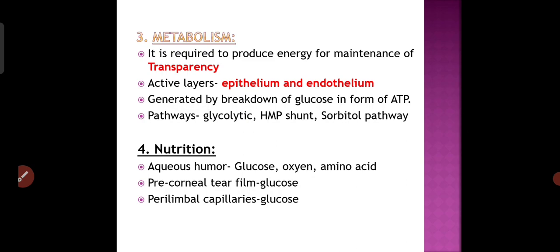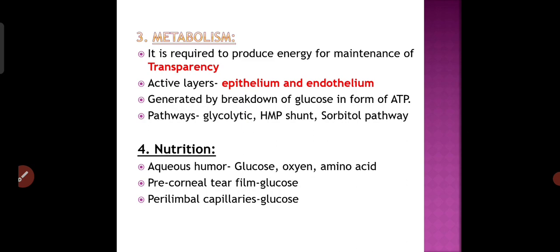This process is generated by breakdown of glucose in the form of ATP. There are three different pathways that take place in the metabolism process. They are the glycolytic pathway, the HMP shunt, and the sorbitol pathway.